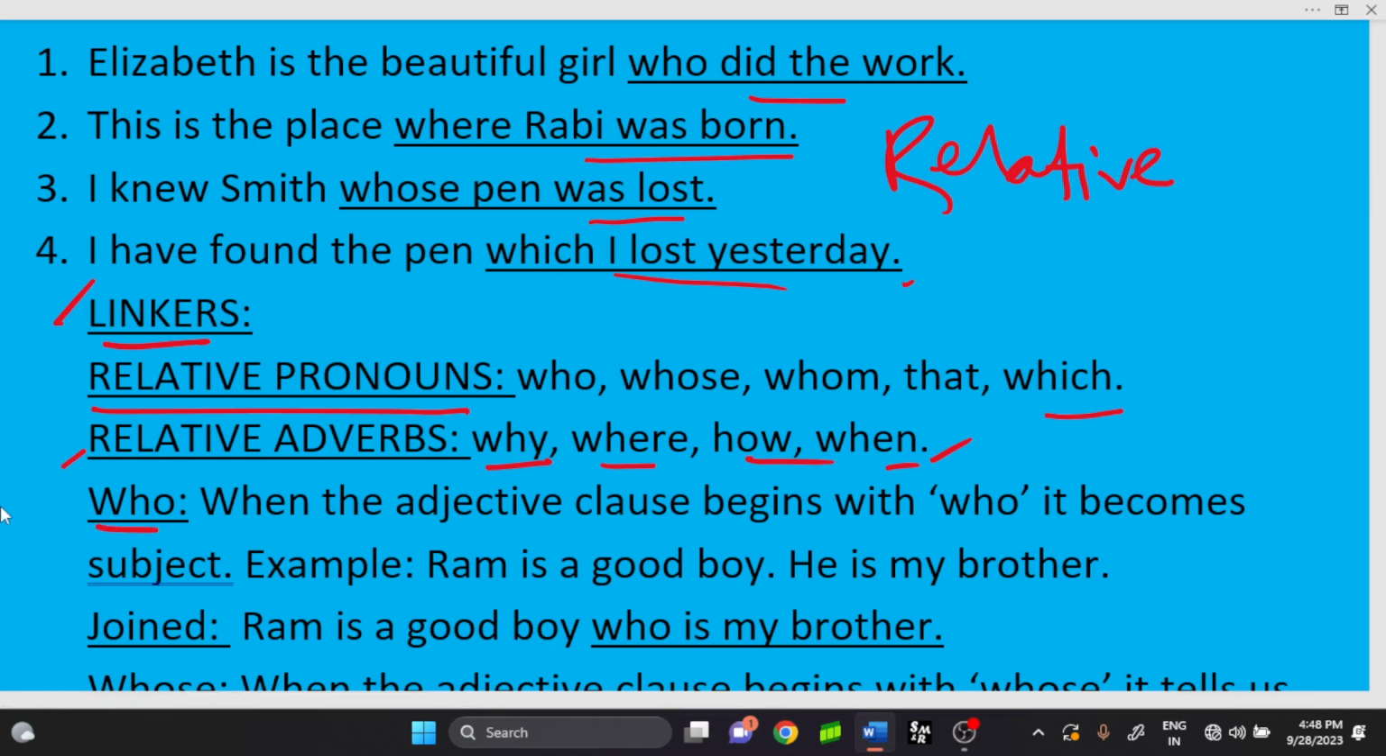When do we use who? When the adjective clause begins with who, it becomes subject. That means to refer to the subject, we have to use who. Example: Ram is a good boy, he is my brother. See the 2 sentences: Ram is a good boy. Here Ram becomes the subject and he is the same subject. Instead of he, we have to use who. We have to wipe out he, and we have to use who. The joint is: Ram is a good boy, who is my brother.